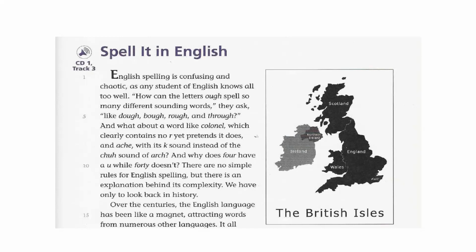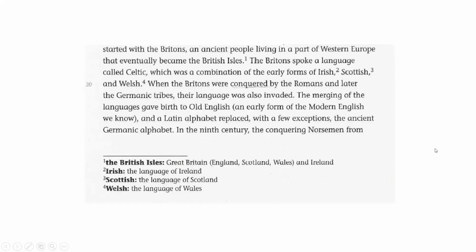Okay. So again, at the bottom, repeating, over the centuries, the English language has been like a magnet, attracting words from numerous other languages. It all started with the Britons, of course, meaning the people originally from Britain, later we called Britain, ancient people living in a part of Western Europe that eventually became the British Isles.